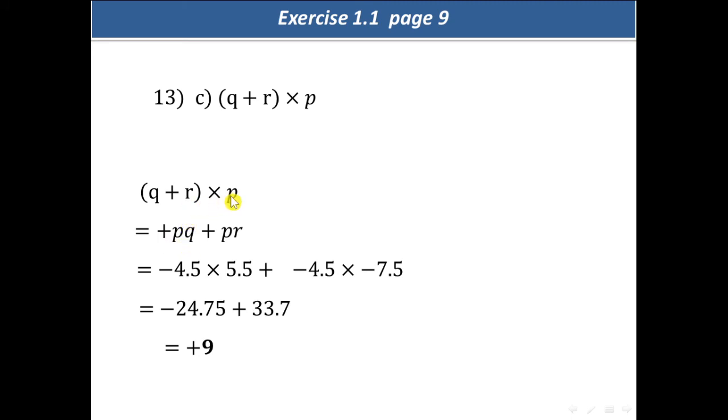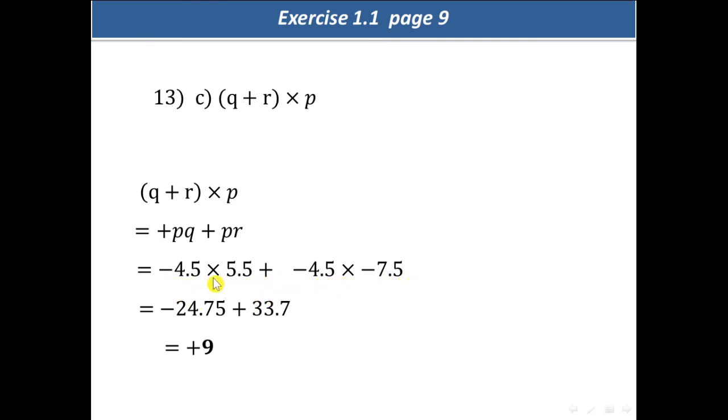R times p is also plus. P has no sign here. It's plus. When there's no sign, it's plus. Don't think a lot. Plus times plus is plus. R times p is rp. pr, rp, the same. Then I substitute the values, which they give me in the book.